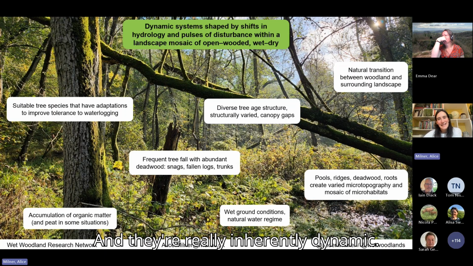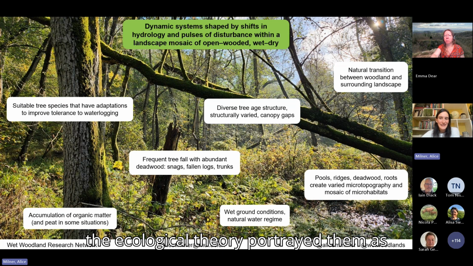And they're really inherently dynamic. And Ian was mentioning the succession, and the ecological theory portrayed them as this linear succession from open water to wet fen to wet woodland to dry woodland. But the dry woodland isn't the norm. That's usually due to drainage. It's much more common to get switches between the wooded and open landscapes. You get these mosaics of wet and dry, open and wooded, and you have all these different features within them.